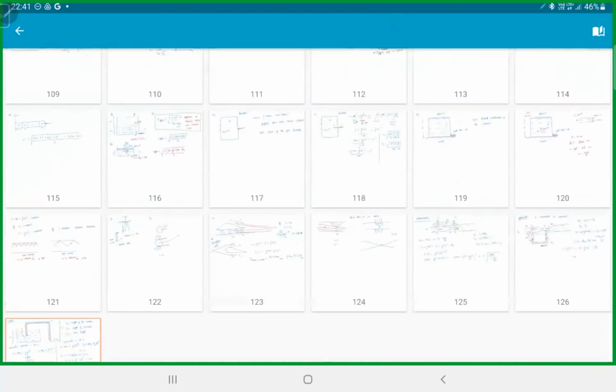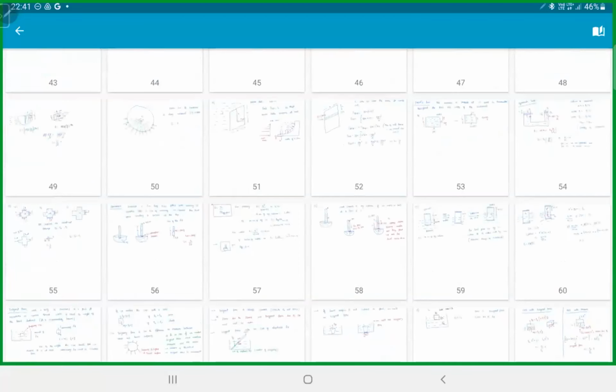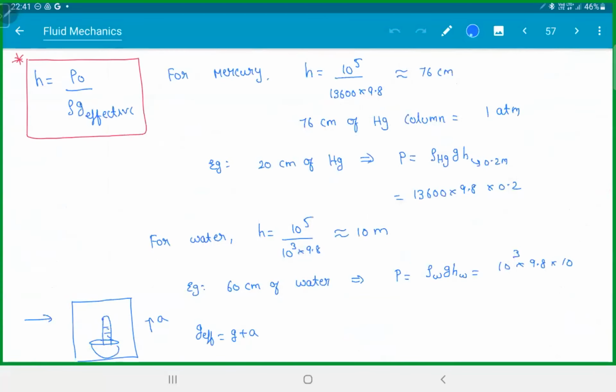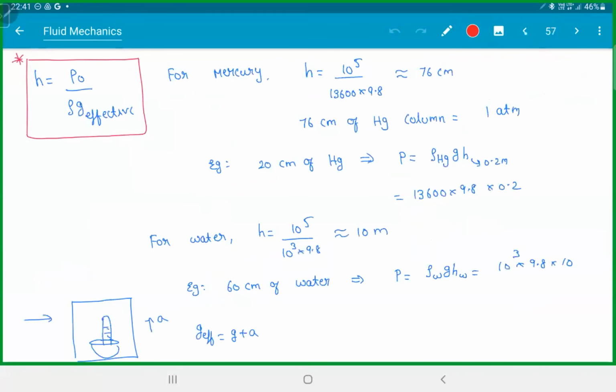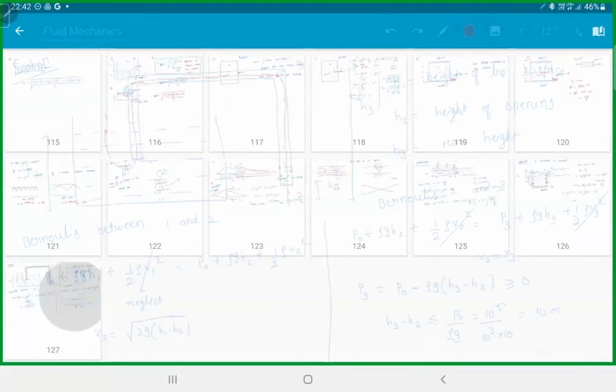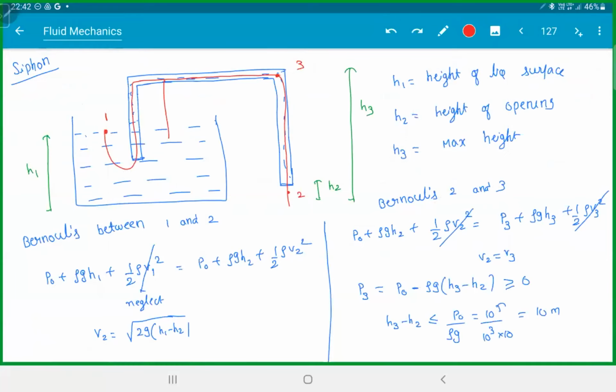Where did we see this thing? Barometer, we learned this if you remember. So for water, what will be the height in this formula which we used? 10 meters, right? What was the meaning of that? In a siphon, even if you create vacuum, what is the maximum height the water level can reach? 10 meters.